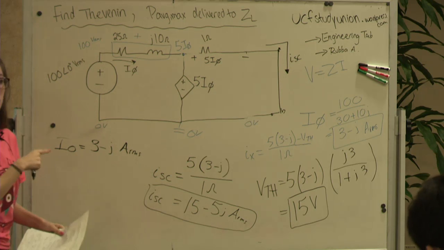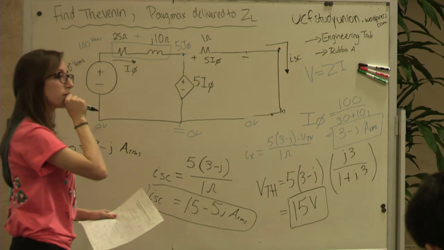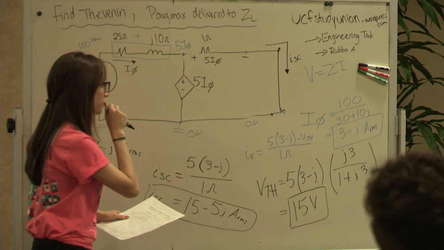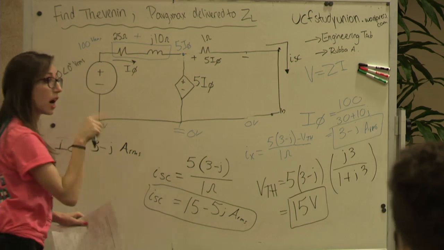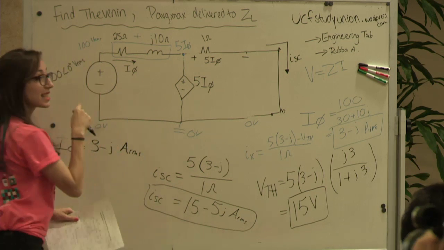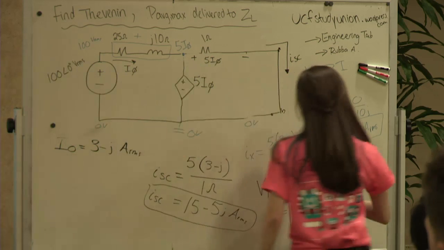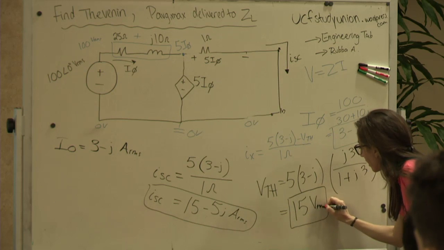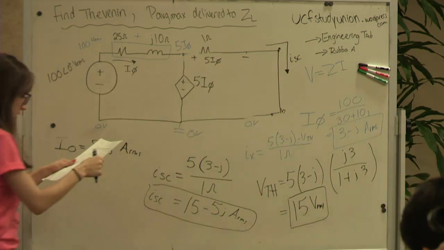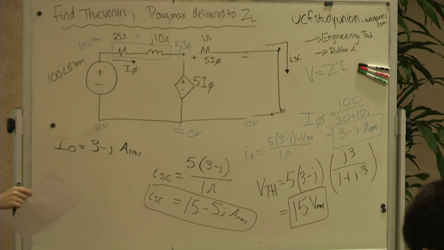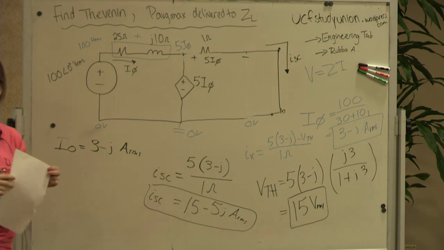Okay. Any other questions? Why is VTH 15 volts RMS? Why isn't it? Yeah, it is. I just forgot. Sorry, my bad. Okay. Any other questions?